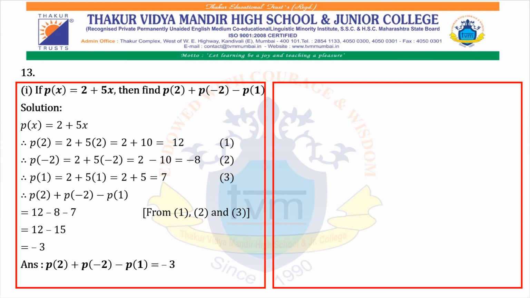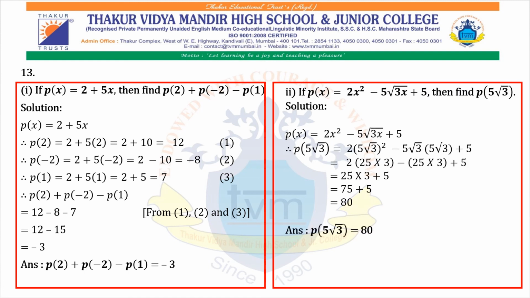Now next is P of minus 2. So we will substitute minus 2 instead of x. So P of minus 2 is equal to 2 plus 5 into minus 2. So we will get 2 minus 10, that is equal to minus 8. That is our equation number 2. Next, P of 1. So we will substitute 1 instead of x. So 2 plus 5 into 1 will get 5 plus 2, that is 7, equation number 3. Therefore, P of 2 plus P of minus 2 minus P of 1 is equal to 12 minus 8 minus 7 is equal to 12 minus 15, which is equal to minus 3. So P of 2 plus P of minus 2 minus P of 1 is equal to minus 3.